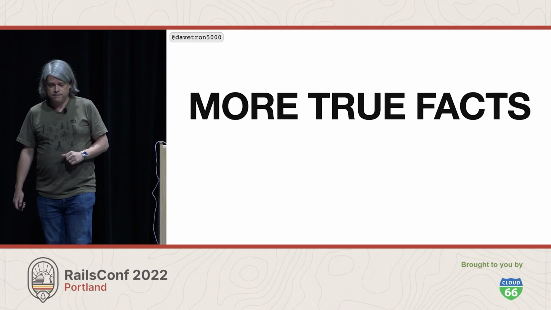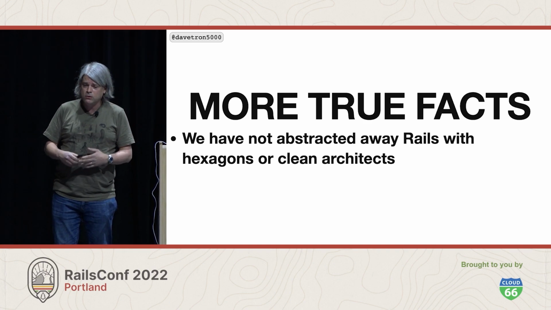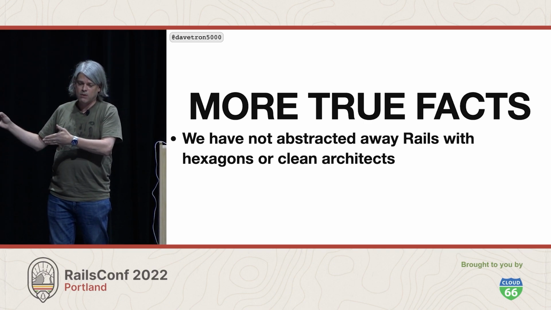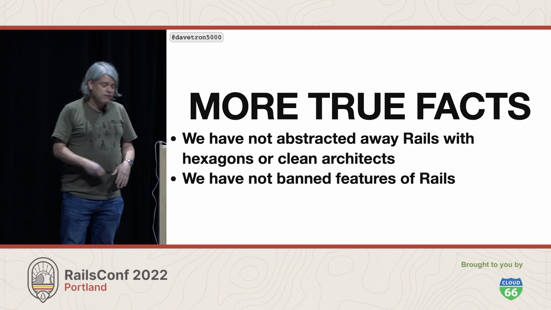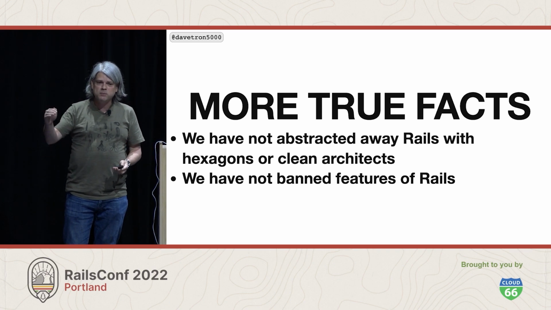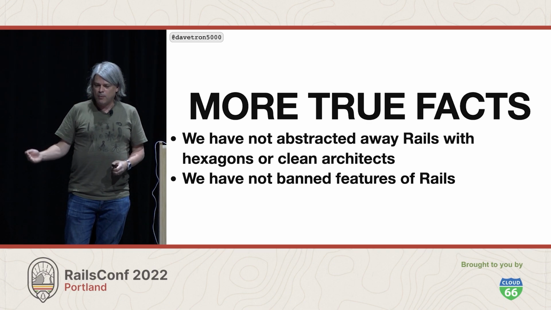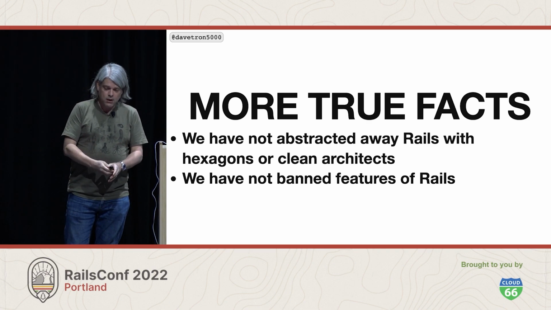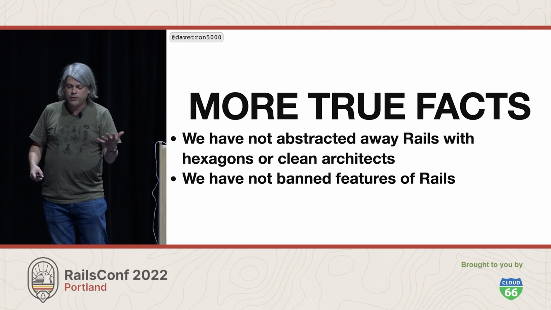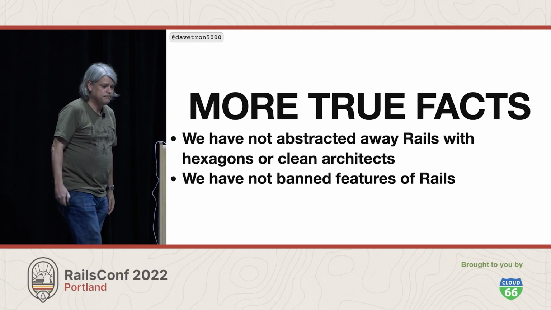Okay, more facts. We haven't abstracted Rails away with clean architecture or ports or hexagons, right? You can use everything in Rails that you want. Everything in the Rails guide, you can use it exactly how it says. We haven't said that you can't. We have not banned any feature of Rails. If in your heart of hearts you truly need to run code after it's been saved to the database but before the transaction is committed, you can use the after create callback if you really, really need to. We're not banning anything, which is nice. Which means that the hypothetical best Rails developer in the world is not going to be upset when they see this, because they can use every part of Rails that they want.